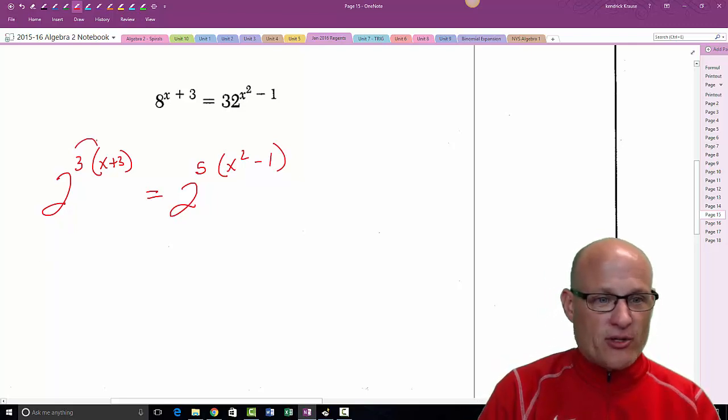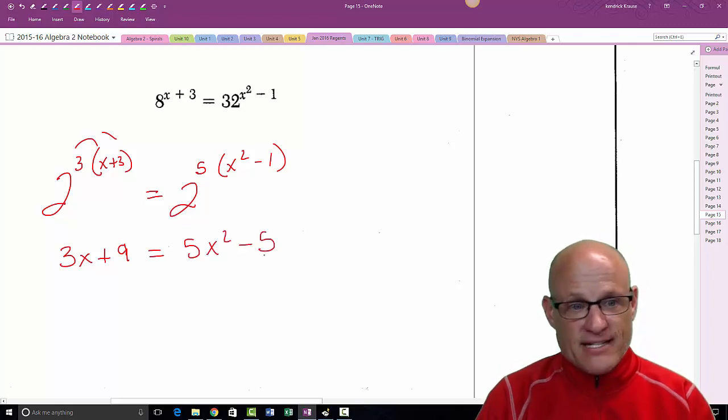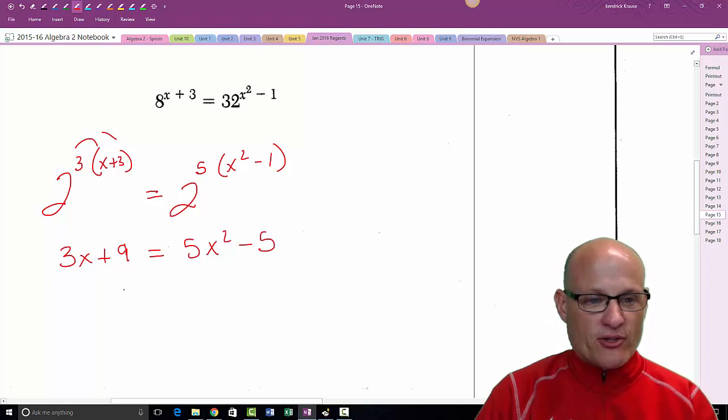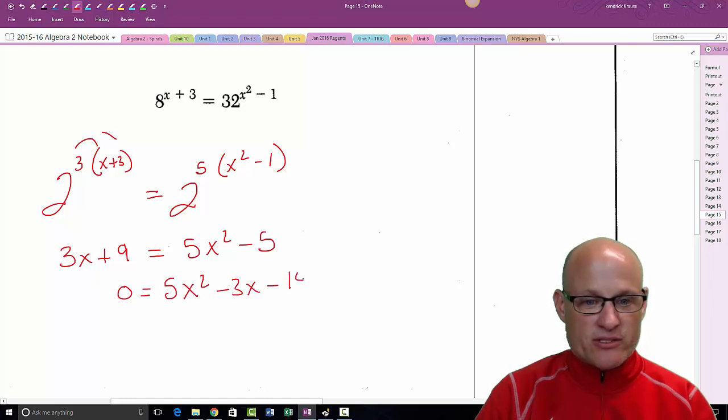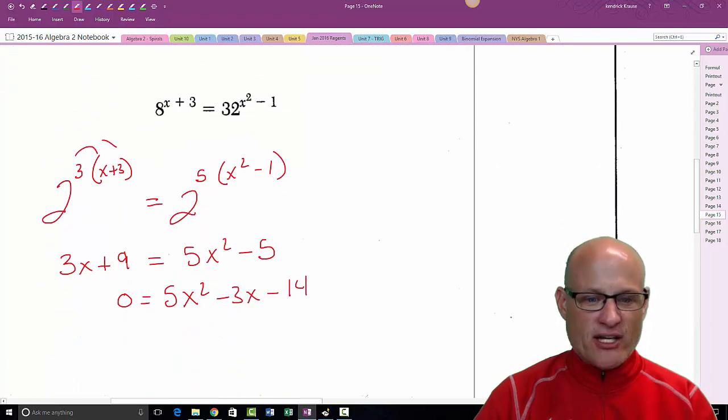So I'm going to distribute, and I get 3x plus 9 equals 5x squared minus 5. Now I got to bring everything to the right, so 0 is equal to 5x squared minus 3x minus 14. Now, did it say round it off? It just said solve.